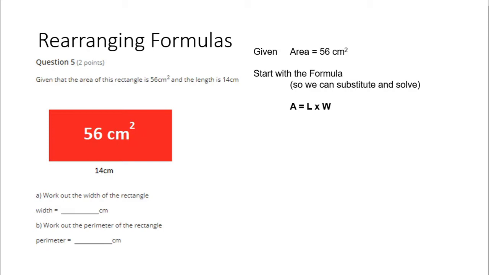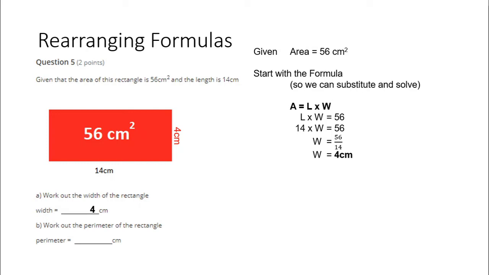So we know the area is 56 and we know the length is 14. So we know that length times width is equal to 56, which is 14 times the width is equal to 56. To work out the width, you want to get it on its own. We want to do the opposite of multiplying by 14 to get rid of that 14. We'll divide by 14. So width equals 56 divided by 14, which is 4 centimeters. So I'll label that on there, 4 centimeters.